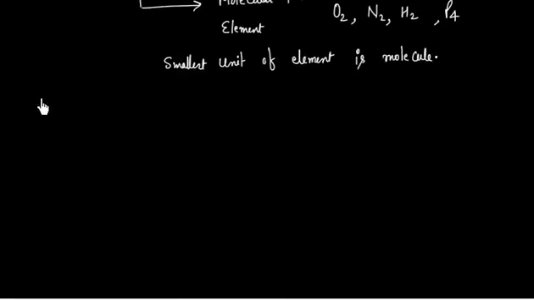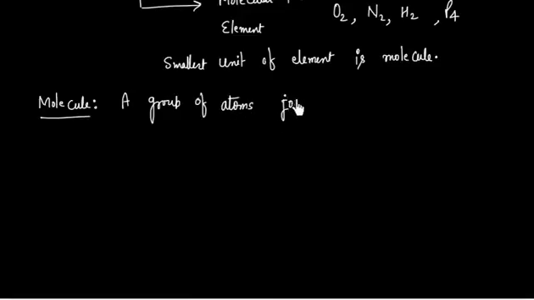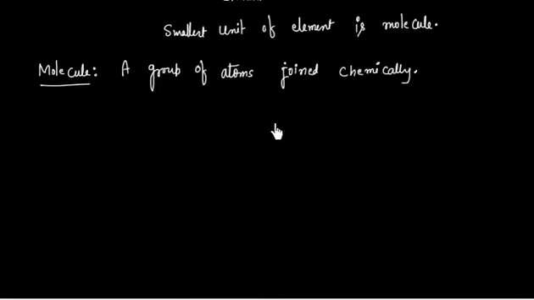Now let us discuss more about molecule. What is a molecule? A molecule is a group of atoms joined chemically. This word, joined chemically, is important.